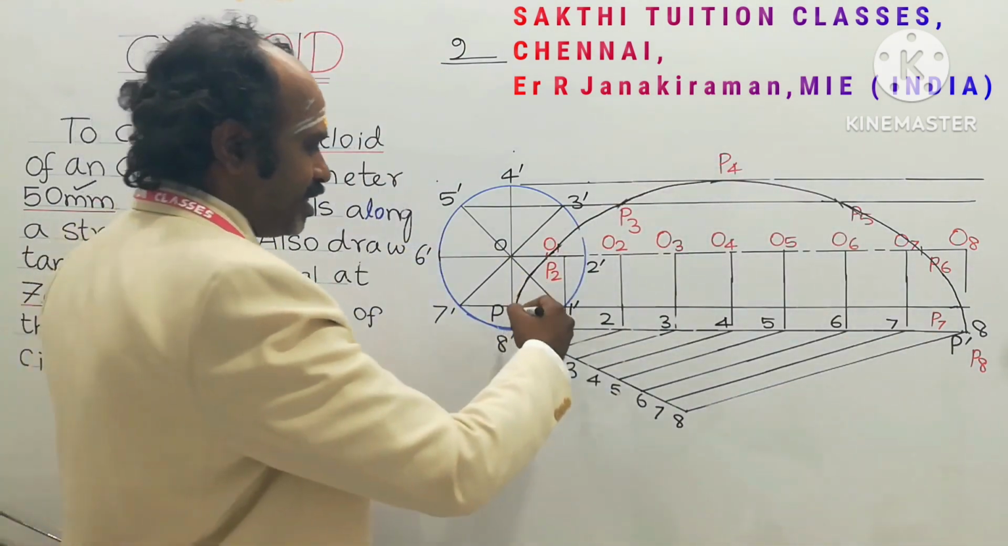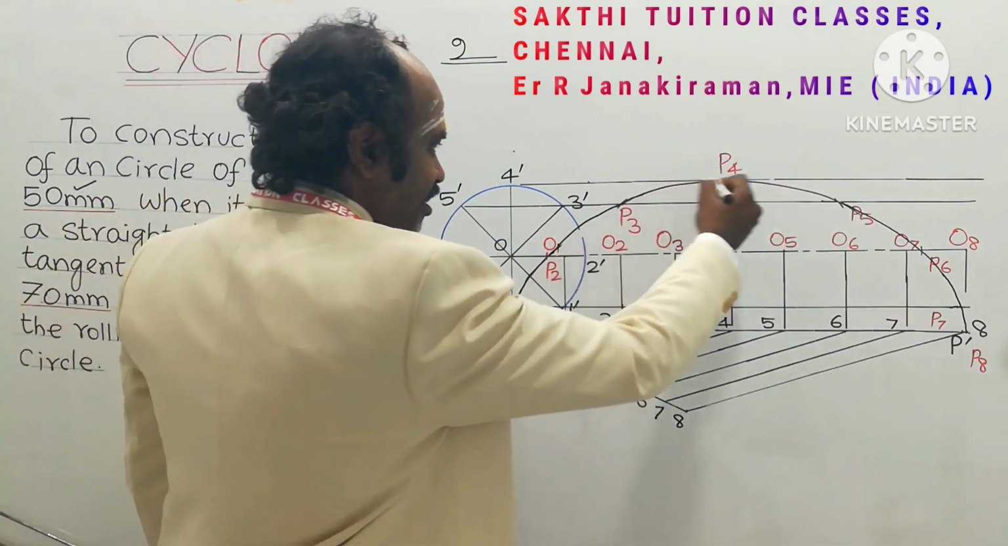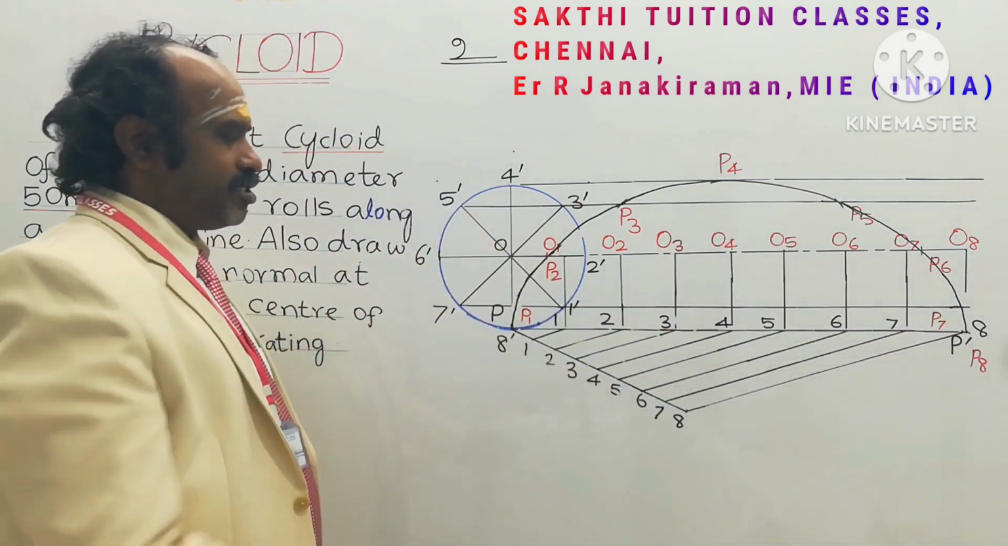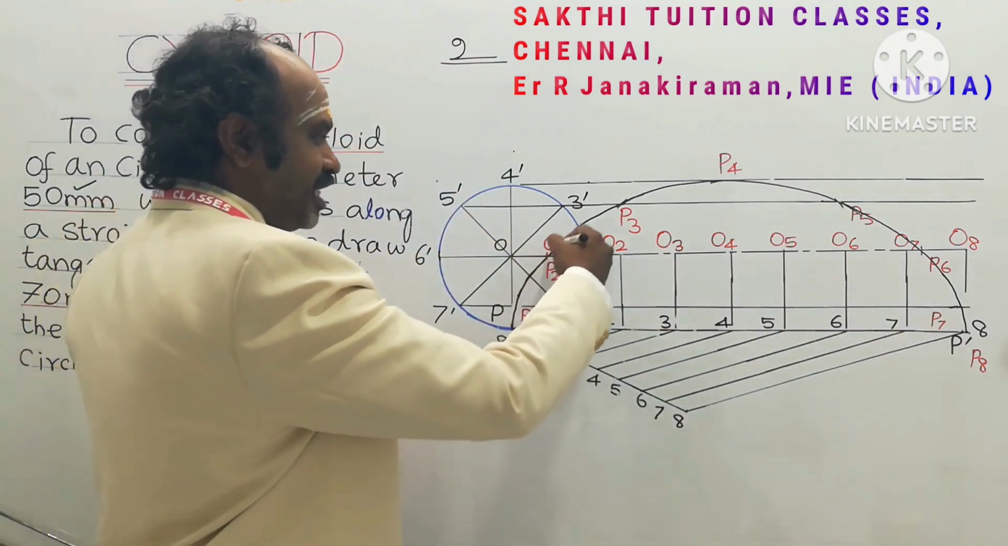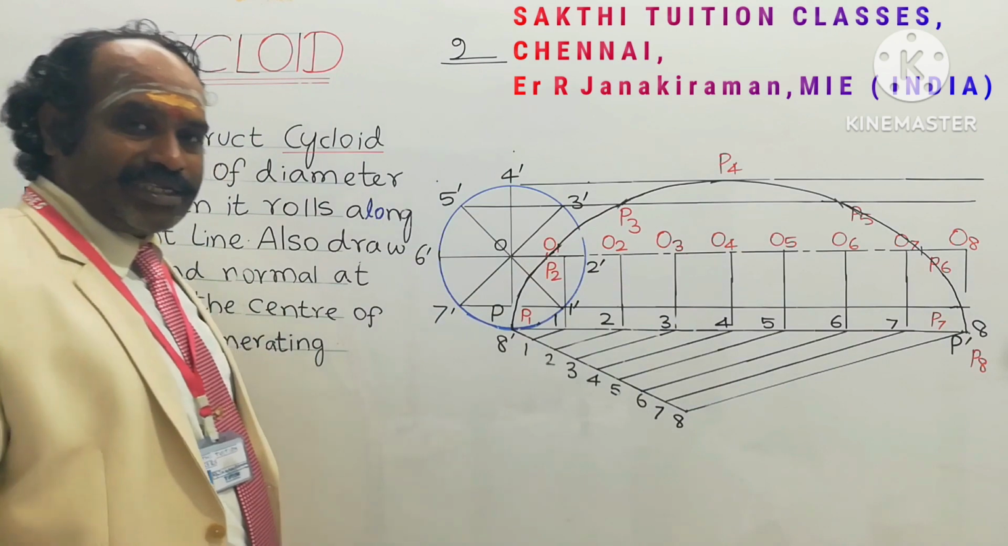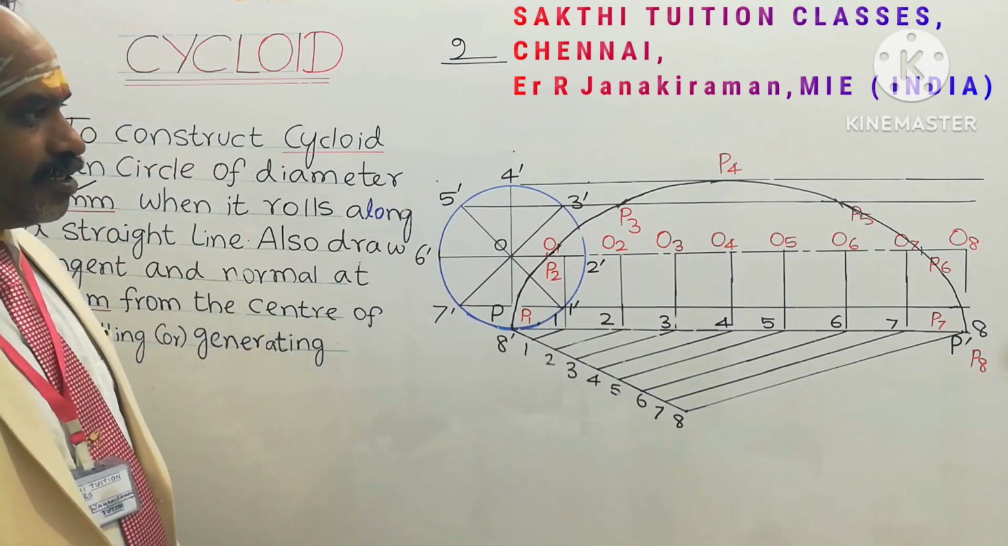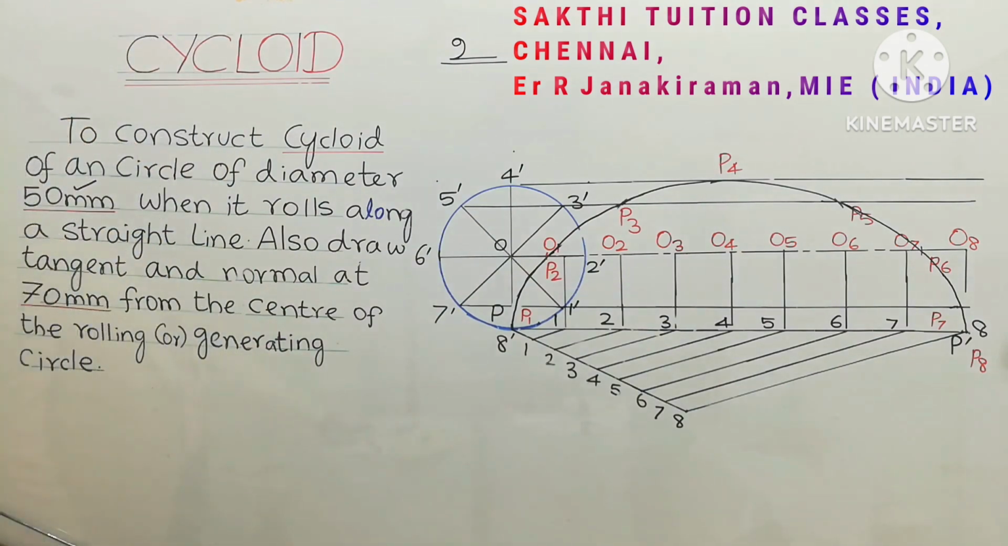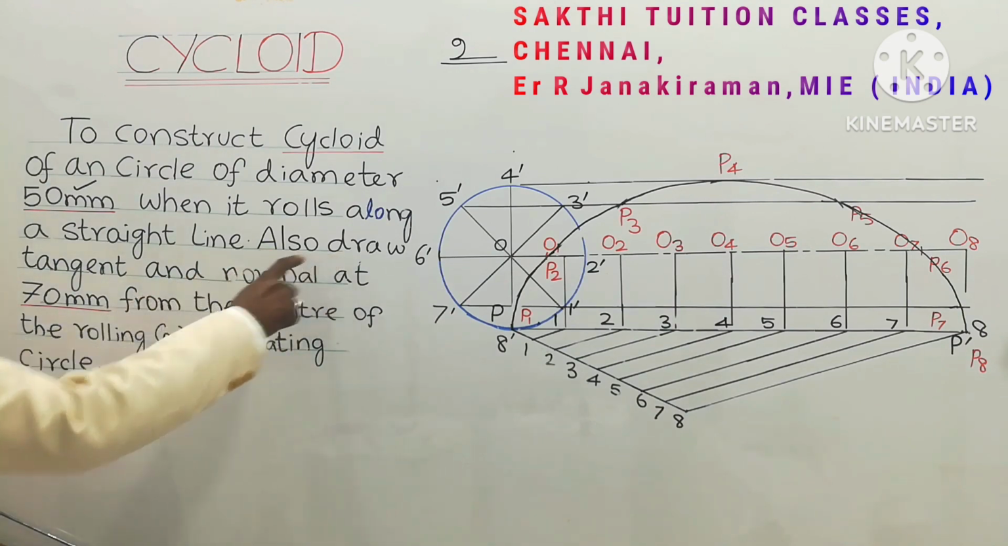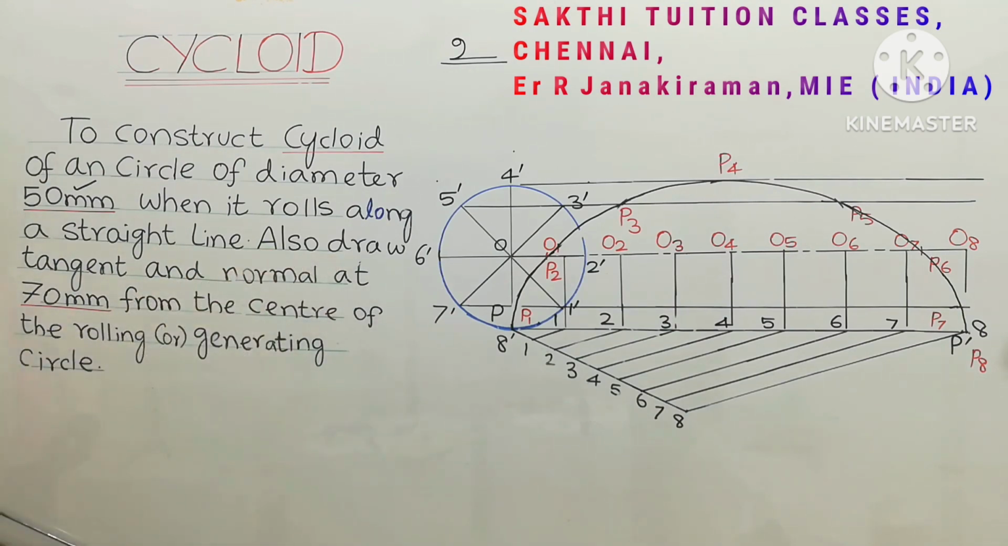It is to be drawn, and the curve is what was asked in the question, to construct the cycloid. It is to be drawn using an HB pencil, and appearing dark is one of the answers that was asked in the question. Next, further you read the question. The second part of the question says also draw the tangent and normal at 70 mm from the center of the rolling or generating circle.